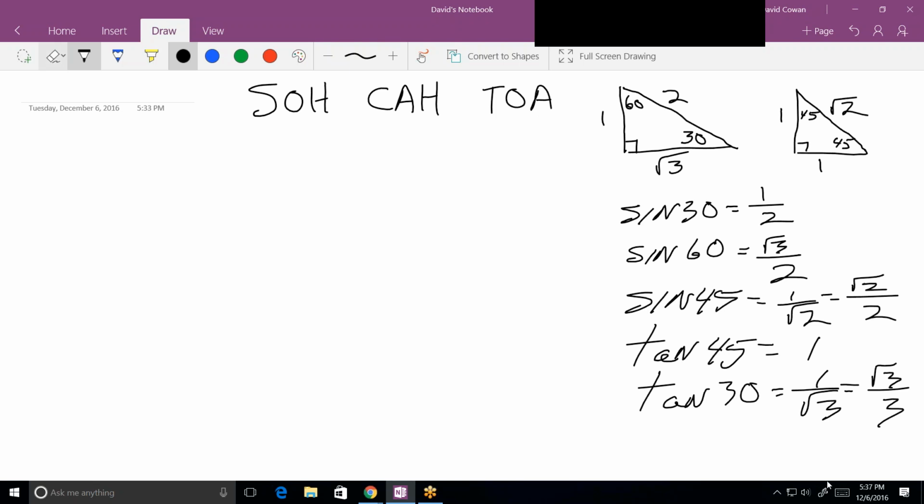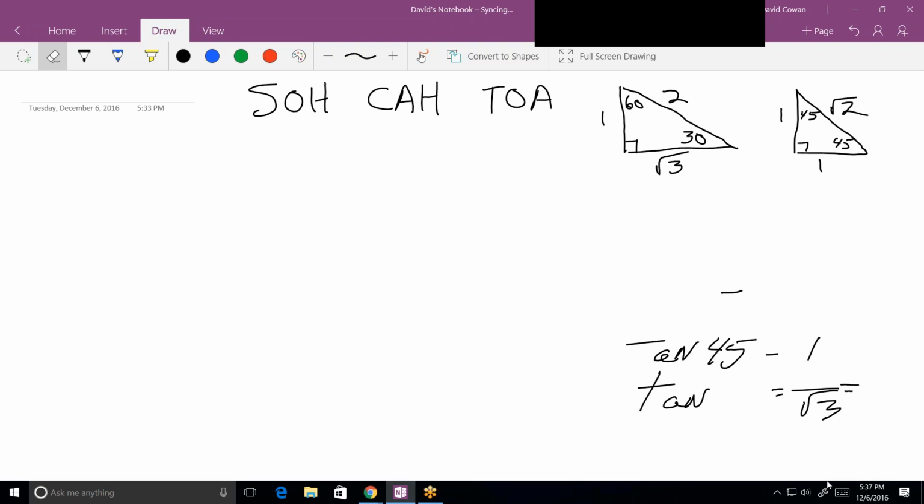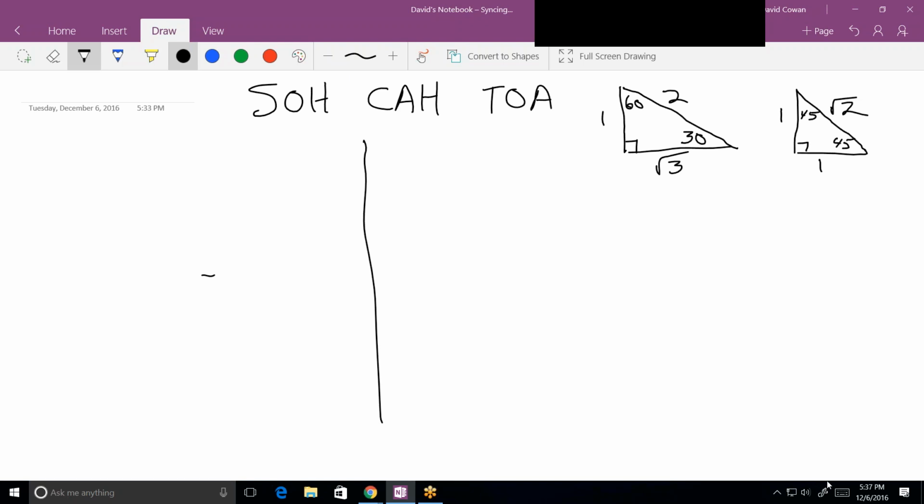So memorize those two triangles. I'm going to erase everything else. You've just mastered the first quadrant. Quadrant 1, quadrant 2, quadrant 3, quadrant 4.